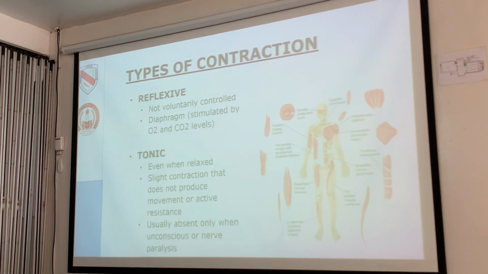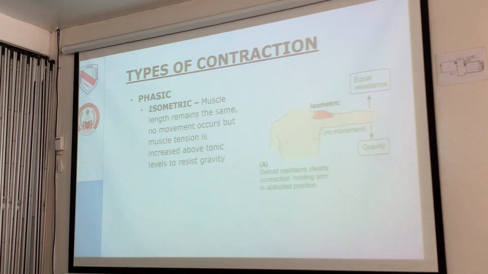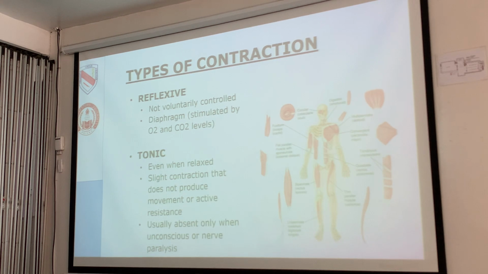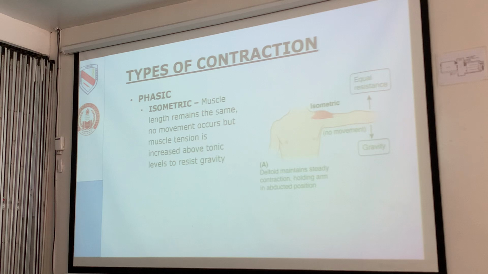For the types of contraction, you have reflexive, tonic, and basic. The reflexive is not voluntary. For example, your diaphragm. The diaphragm is a muscle, and you cannot control your diaphragm. It is stimulated by O2 and CO2 levels. For the tonic contraction, it is present even when relaxed. Slight contraction, it does not produce movement or active resistance. Usually absent only when unconscious or near paralysis.